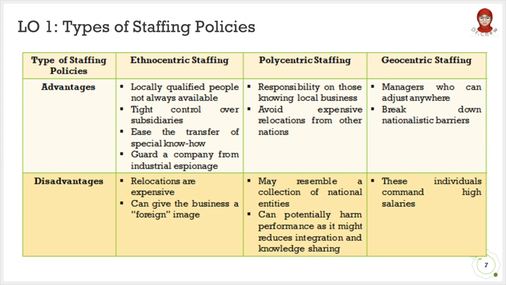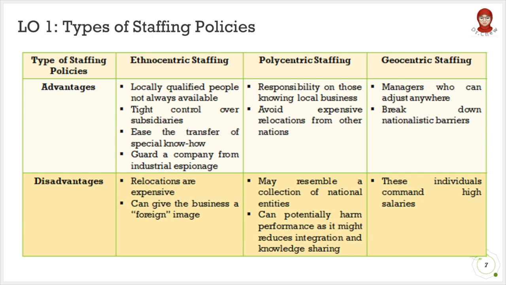A polycentric staffing policy places the managerial responsibility in the hands of people who are intimately familiar with the local business environment. Managers with deep cultural understanding of the local market can be an enormous advantage. They are familiar with local business practices and can read the subtle cues of both verbal and non-verbal language. They need not overcome any cultural barriers created by an image of being an outsider, and they tend to have a better feel for the needs of employees, customers, and suppliers.